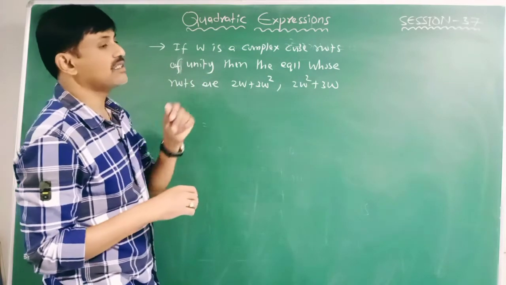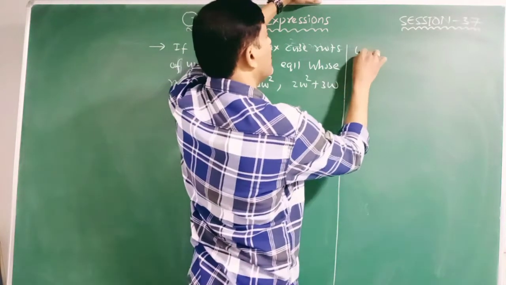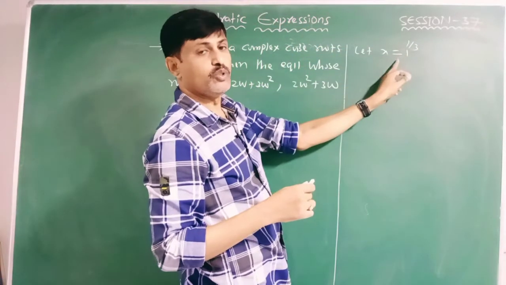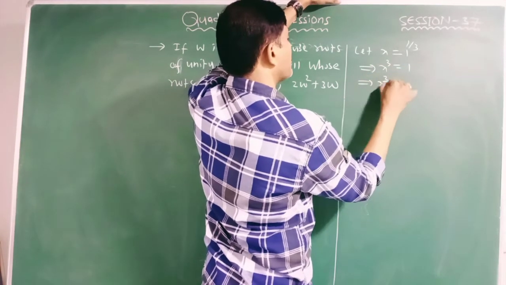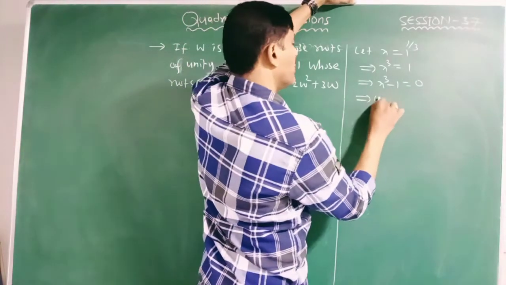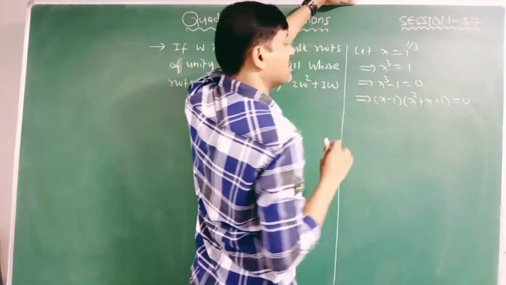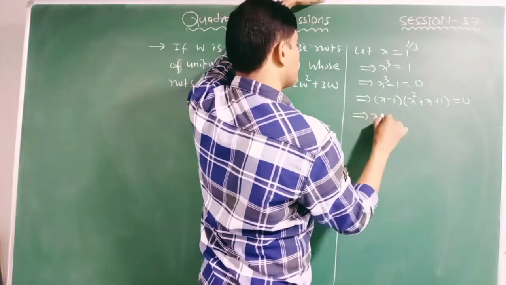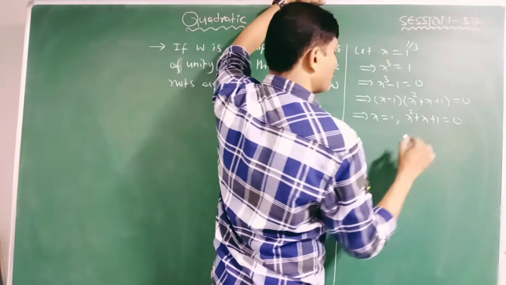As you have to know, omega is a complex cube root of unity. Now, what is the cube root of unity? Let x is equal to 1 power 1 by 3. Cubing on both sides, x cube is equal to 1. This implies x cube minus 1 is equal to 0. Now it is in the form of a cube minus b cube, so x minus 1 into x square plus x plus 1 is equal to 0. This implies x minus 1 is 0, meaning x is equal to 1, and x square plus x plus 1 is equal to 0. Now it is a quadratic equation.